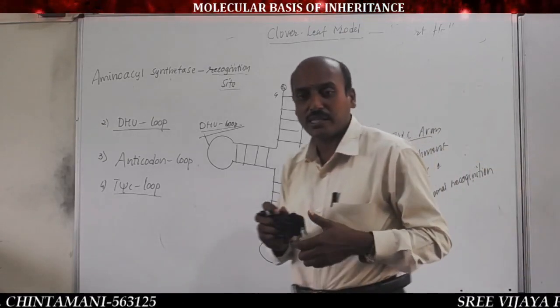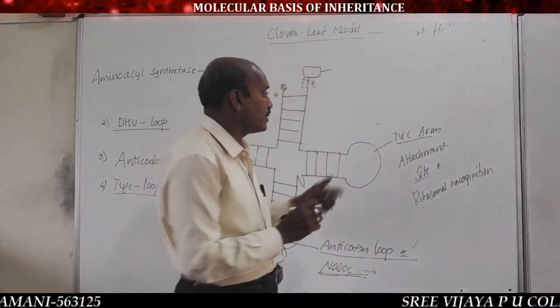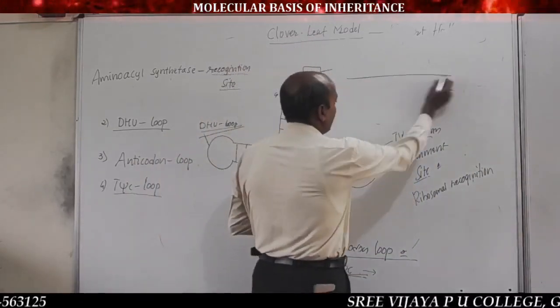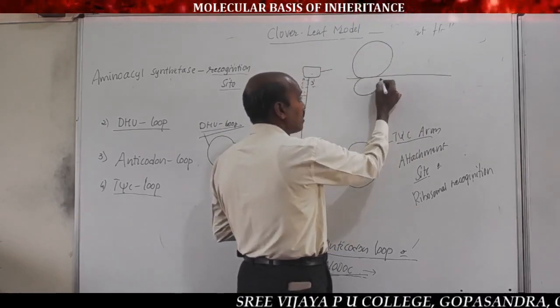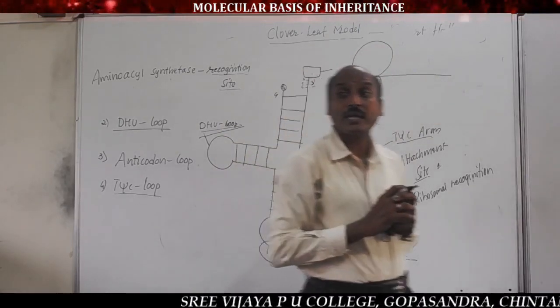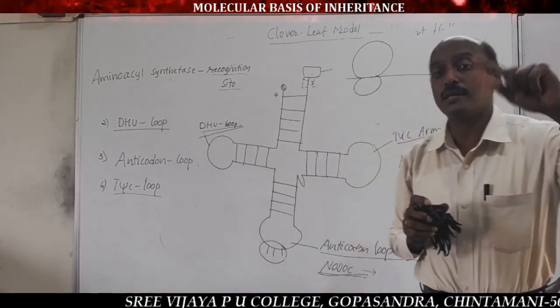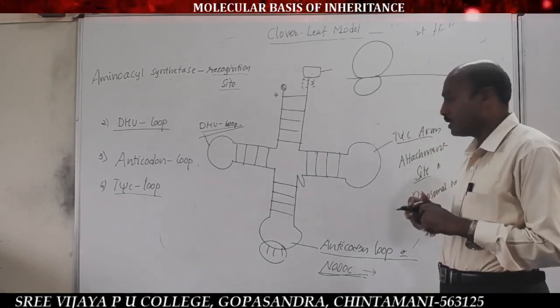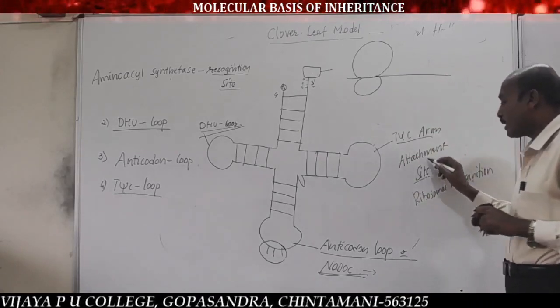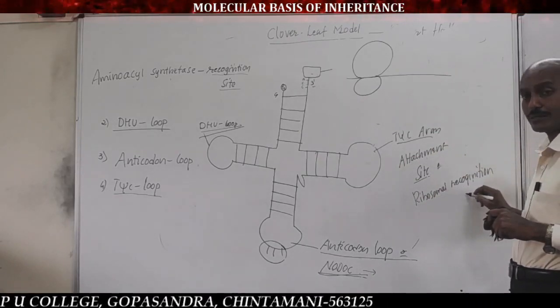Say, this arm, the T-psi loop or attachment site, helps in recognition of the ribosome, identification of the ribosome by the tRNA during protein synthesis. That's why it is also called attachment site or ribosomal recognition site.